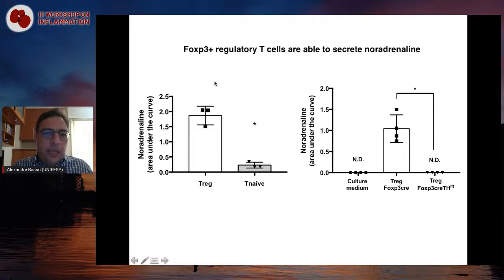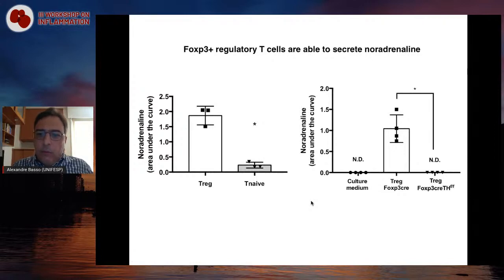And we can see here that the Treg cells are able to secrete noradrenaline, and naive T cells that do not express FOXP3 secrete very low amounts of noradrenaline. And once again, we can see here that after ablation of TH using the FOXP3 TH flox animals, they are no longer able to secrete noradrenaline.